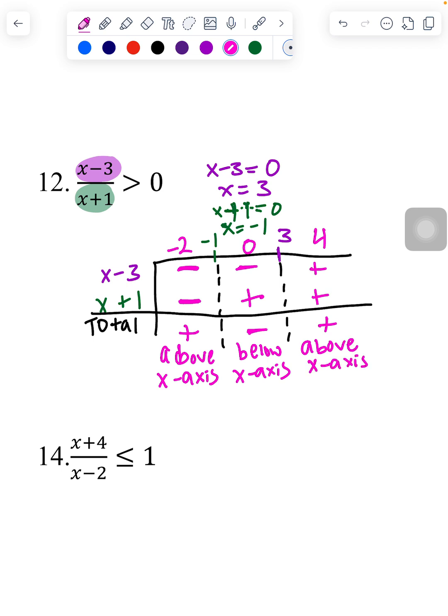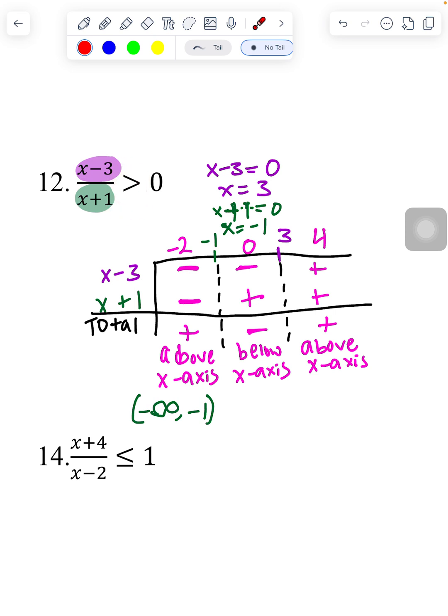Now, back to our original question. Our original question asks us, where is this rational function going to be greater than 0? So when I'm greater than 0, I'm positive. So I have to figure out where I am above the x-axis, and I read that as an interval. I have two places where I'm above the x-axis: to the left of -1 and everything to the right of 3. So what those will look like as intervals, I will have from -infinity to -1, and I'm going to use a parentheses here because I do not want to be equal to 0.